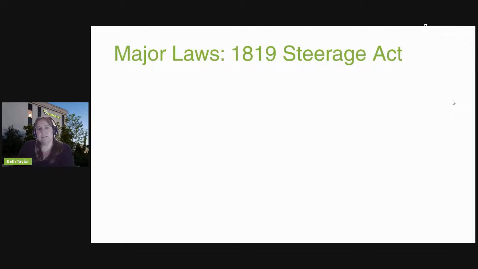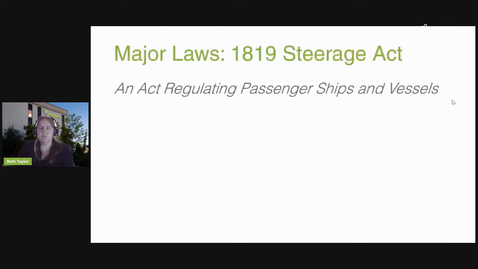First off, we do want to consider immigration law. What kinds of records are being created, or what are the limitations placed on immigration rights here in the US that might have influenced your ancestor and their decision to immigrate? So first off, we have the 1819 Steerage Act.